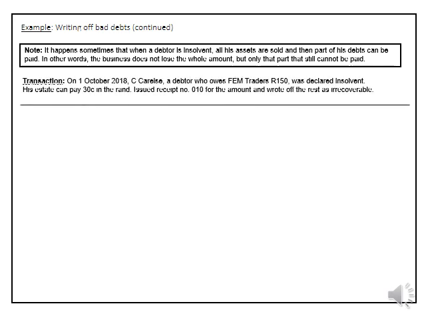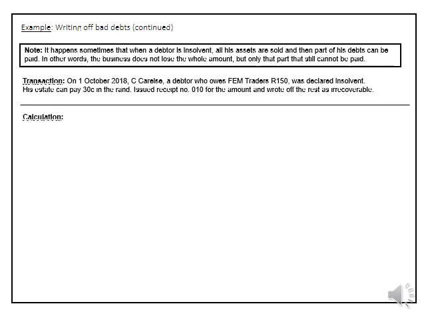On the 1st of October 2018, C. Carlser, a debtor who owes FEM Traders 150, was declared insolvent. His estate can pay 30 cents in the rand. We issued receipt number 10 for the amount and wrote off the rest as irrecoverable. So of the 150, we will receive 30 cents for every 1 rand that he owes us, and the rest needs to be written off as irrecoverable.